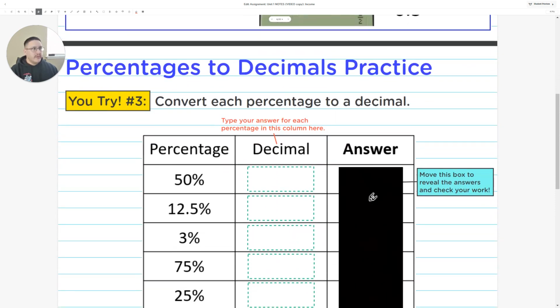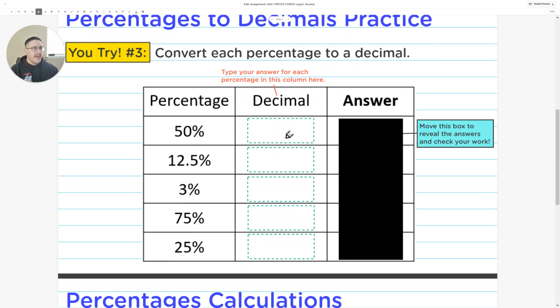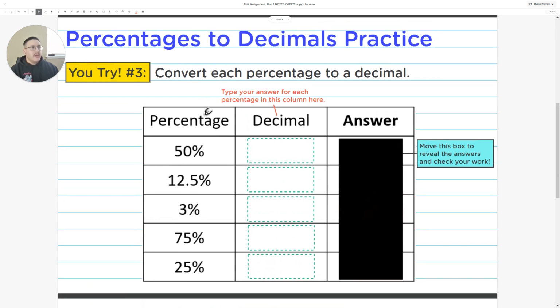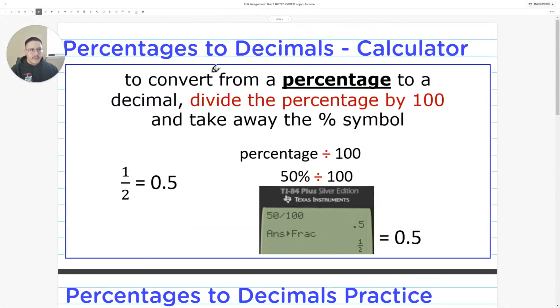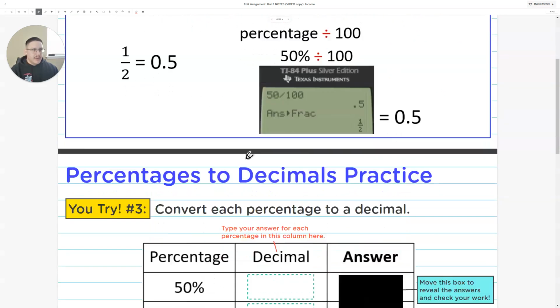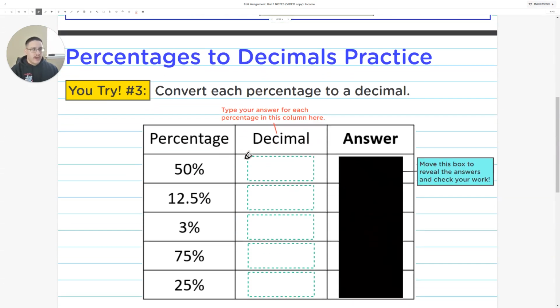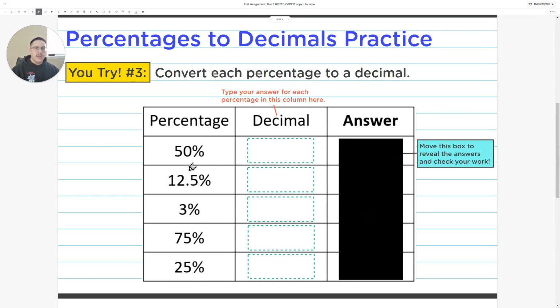Okay, so here's some practice to go from percentages to decimals. Convert each percentage to a decimal. And remember, the way we converted percentages to decimals was to divide by 100. If you forget, go back to the notes, look at the part that you need, and then apply that section of notes to the You Try. Convert every percentage to its decimal form, either using the shortcut, moving the decimal point to the left twice, or by dividing the percentage by 100. If you would like, go ahead and pause the video and try this problem out on your own. Otherwise, I'm going to continue on and show y'all all the answers.